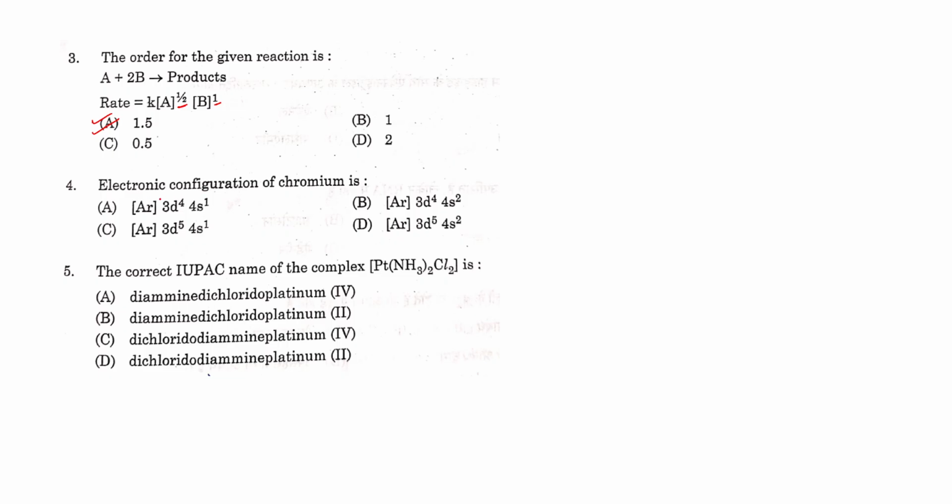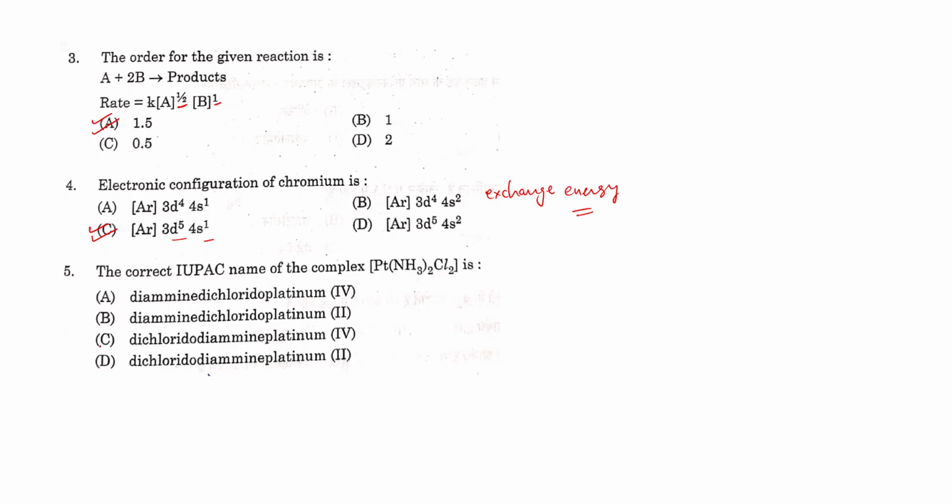This question again from class 11, basic electronic configuration. This is the correct option because of exchange energy concept. Exchange energy means half filled and fully filled orbitals are more stable than partially filled. So this one is half filled. This is also exactly half filled.